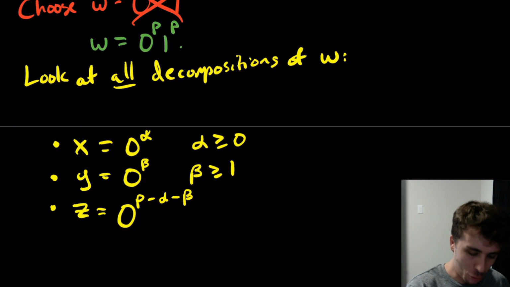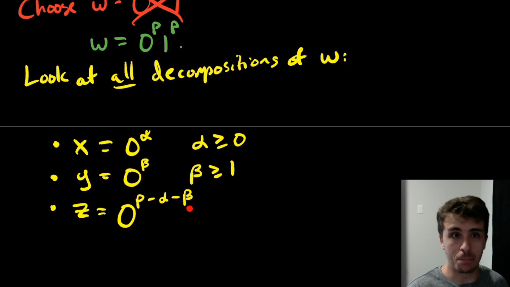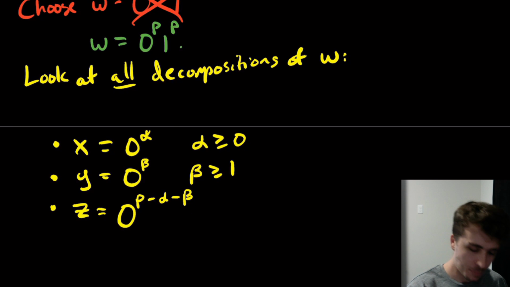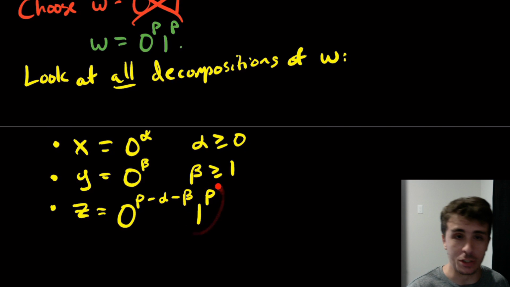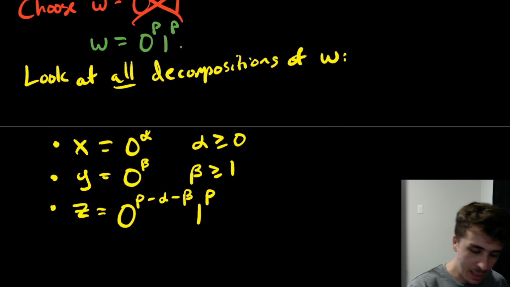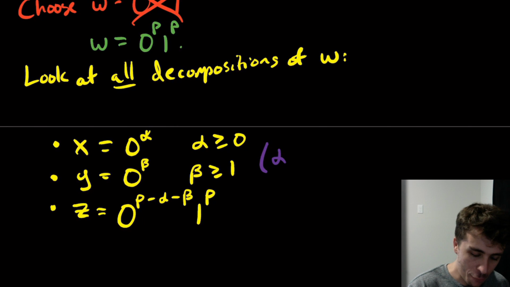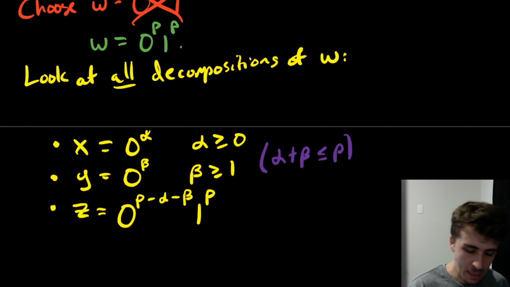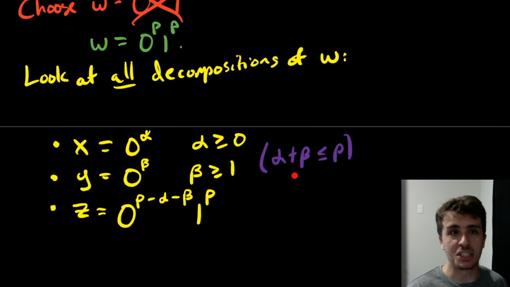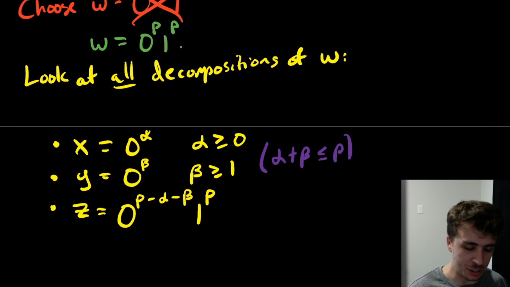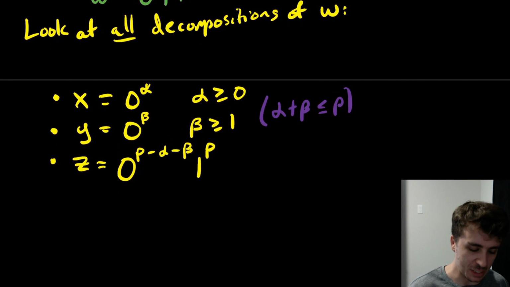Anyway, so we have P minus alpha minus beta zeros left, and all of the ones, crucially, are still here. And one thing I could say, although it's not actually necessary, is that alpha plus beta is at most P. And this is just really another way of saying that XY's length is at most P. It's the same thing. We don't actually need this, but it's just something that some students want to see sometimes.